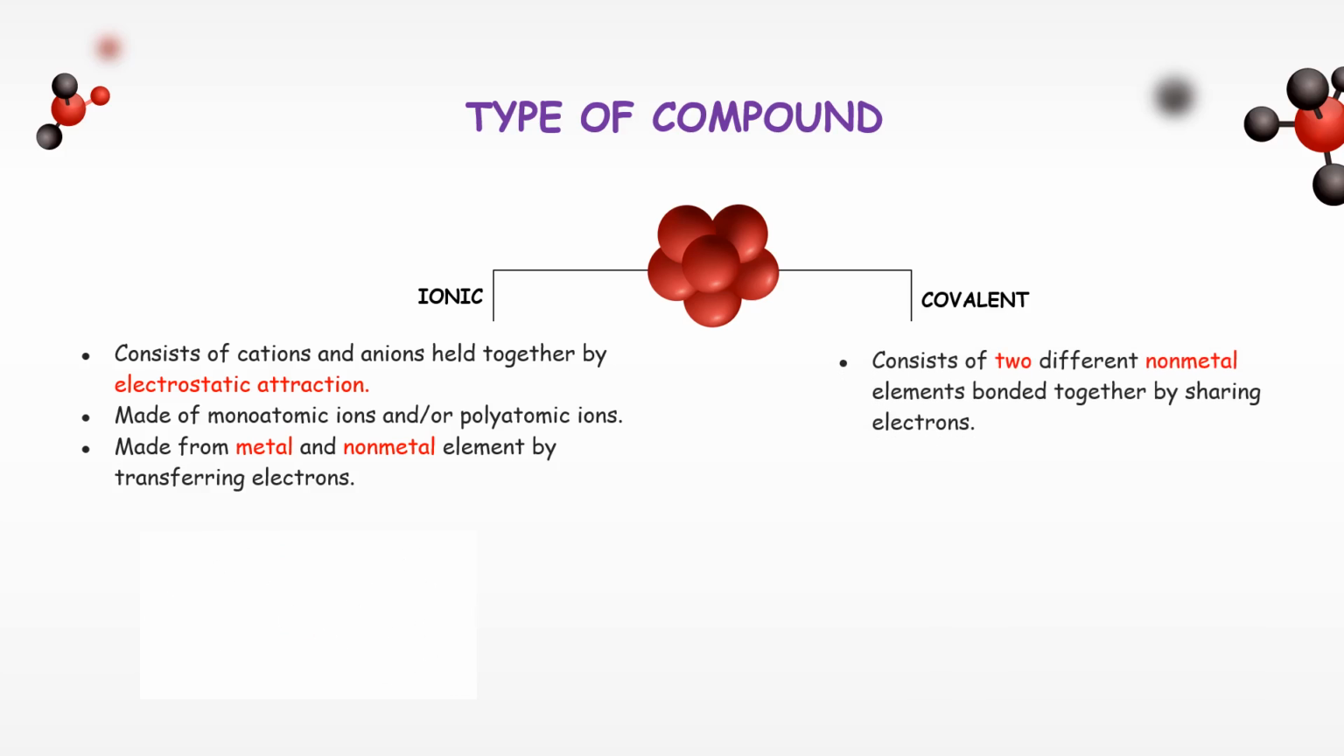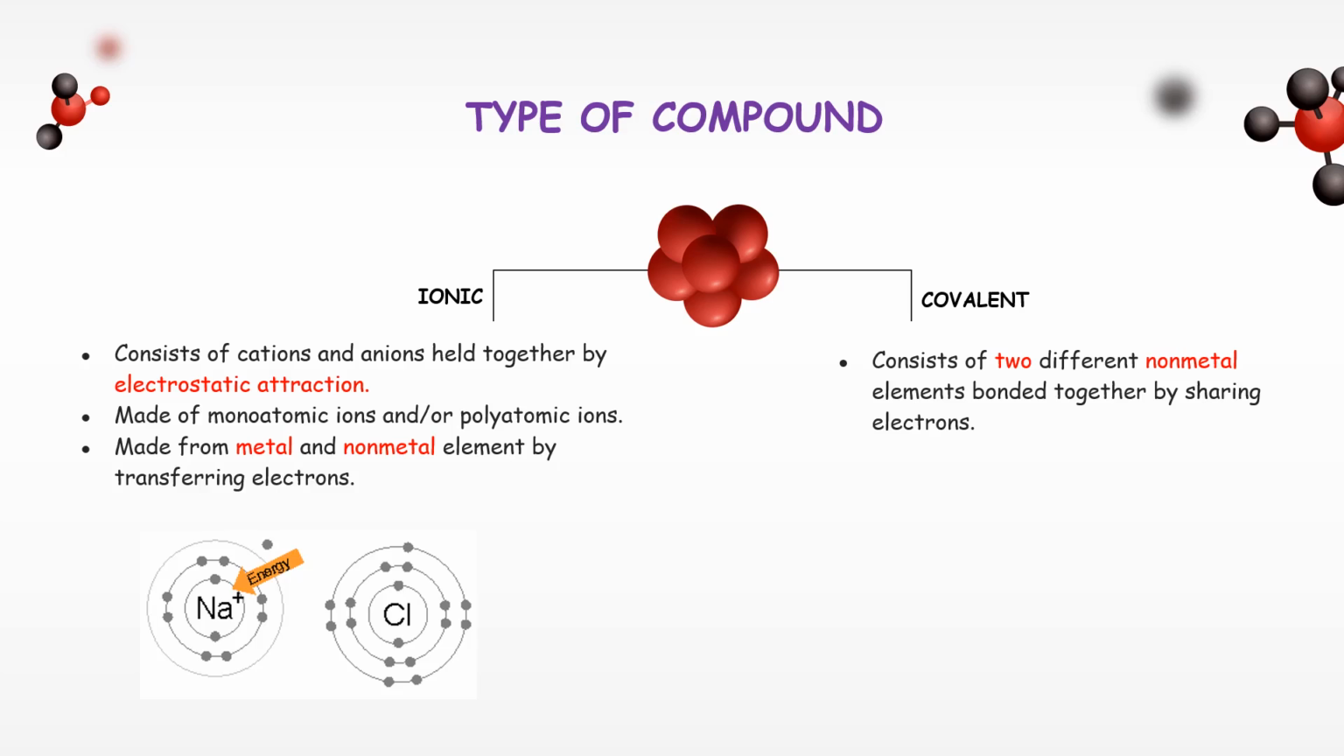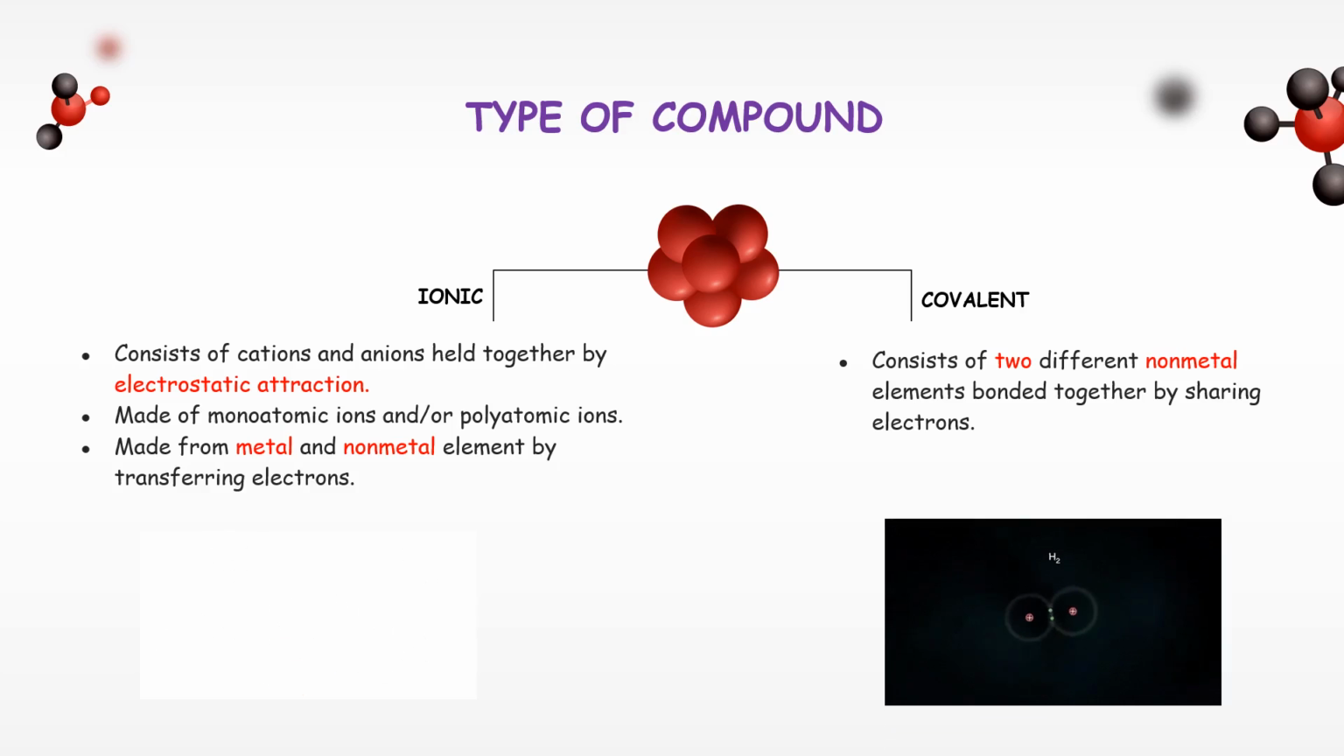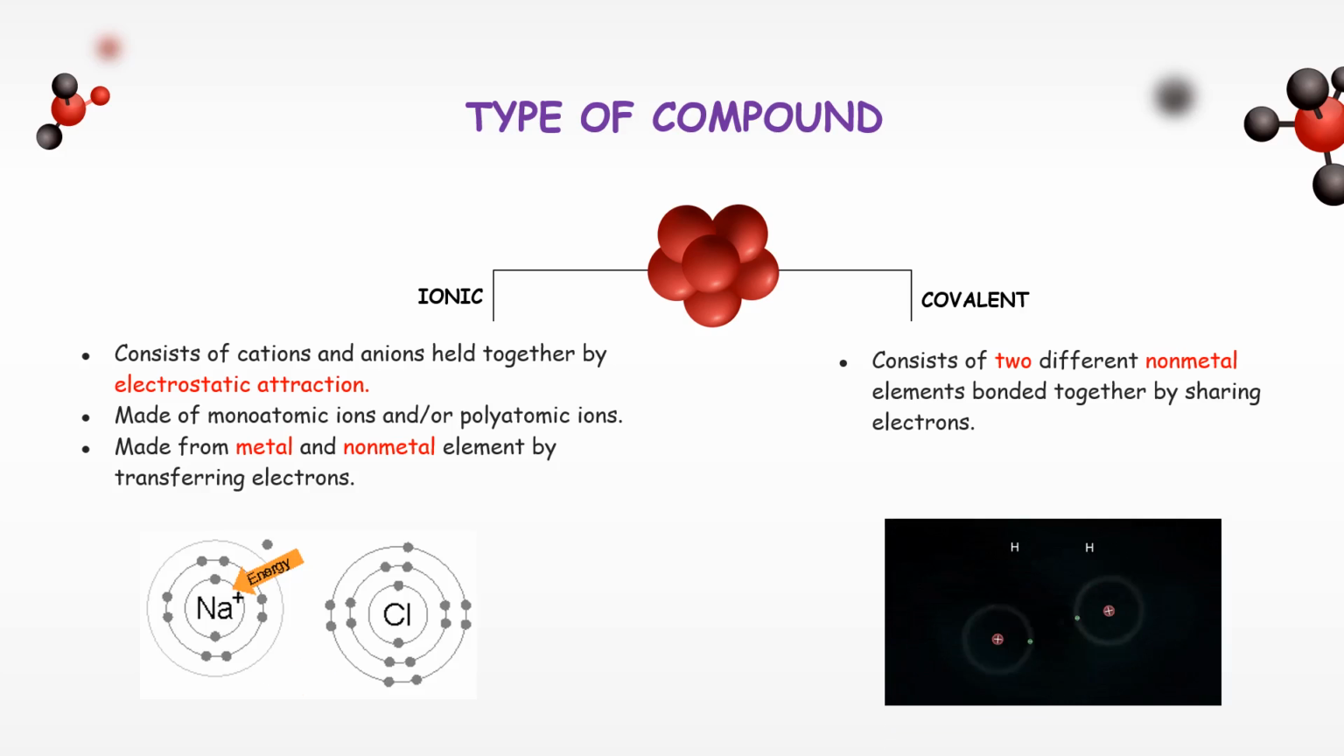And the next one is the covalent compound. What is meant by covalent compound? Having 2 different non-metal elements that are bonded together by sharing electrons. So here we have the example of hydrogen gas, where the 1 electron from each atom is shared by each other.